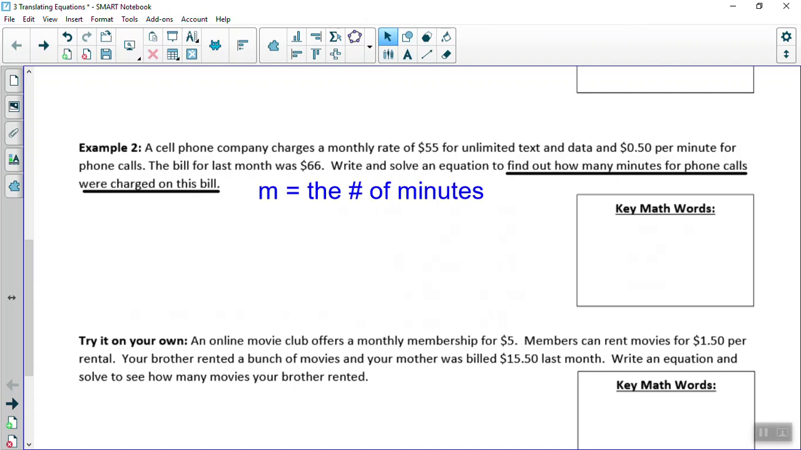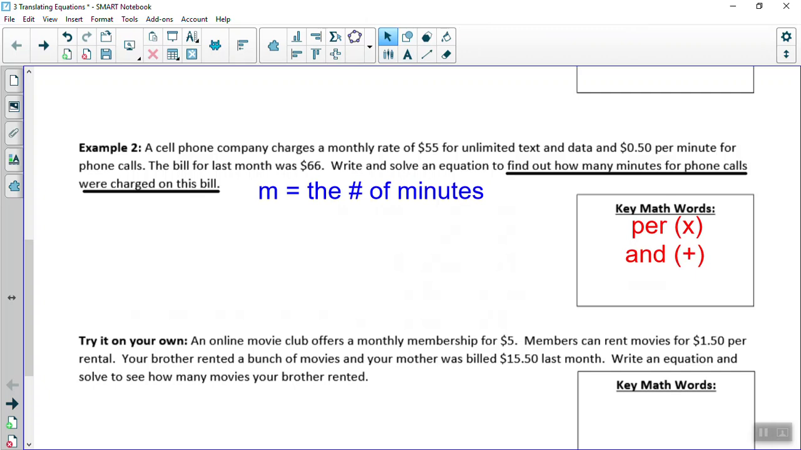All right, so let's go back up and look for our keywords. A cell phone company charges a monthly rate of $55 for unlimited text and data and 50 cents per minute for phone calls. We've got per again, which once again means we're going to multiply.